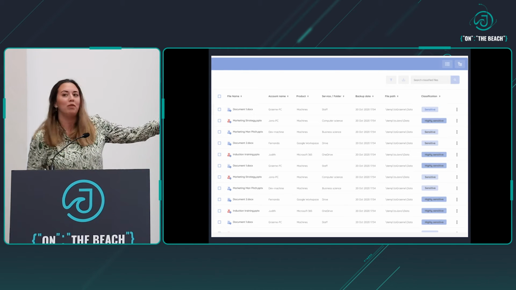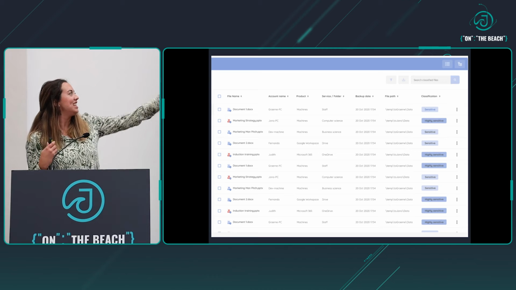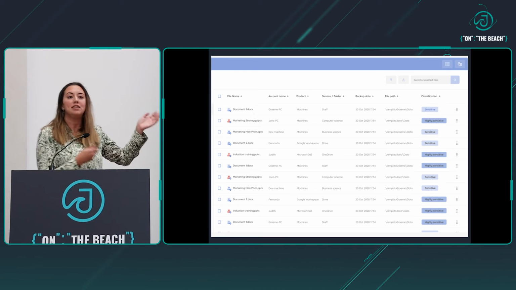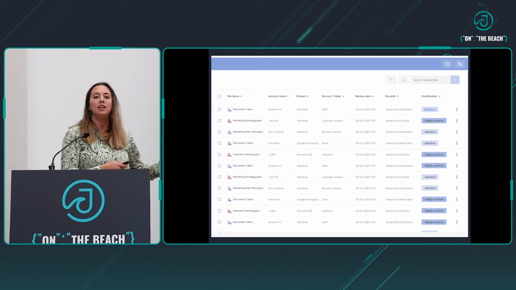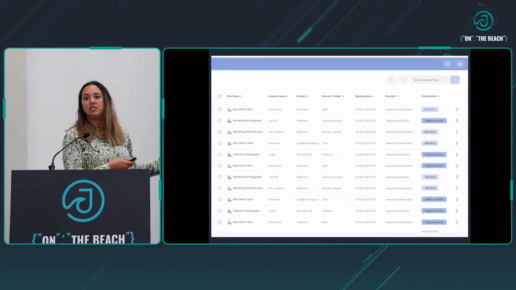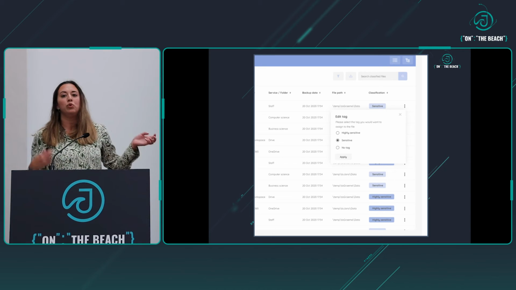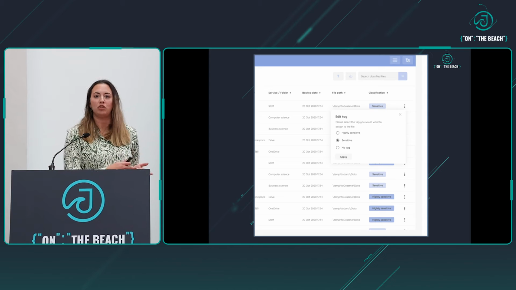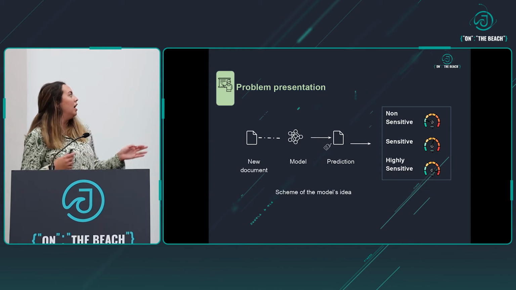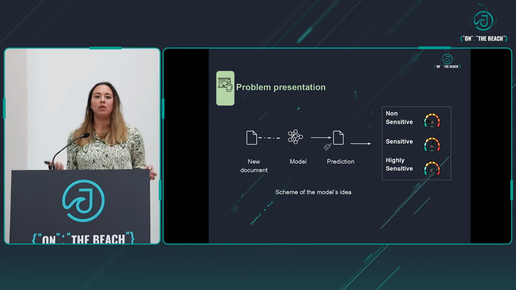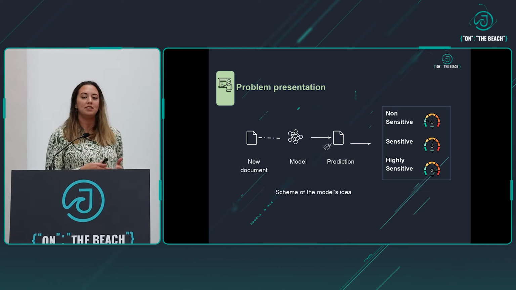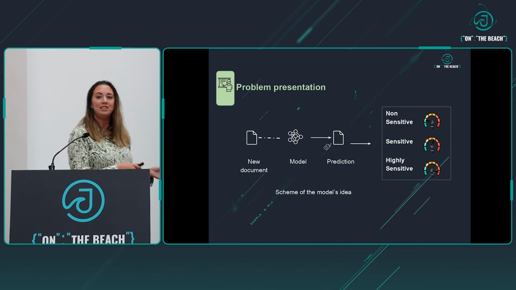As you can see, probably in the other screens, this is a mock-up of the final product, and the idea is that we would get a tag assigned to each of the files according to their sensitivity. That way, the client would decide if they wanted to take some further actions on this specific document. So, what was the main problem, or what did we have to implement? We had to implement a model that was able to classify these documents into highly sensitive, sensitive, or non-sensitive categories.